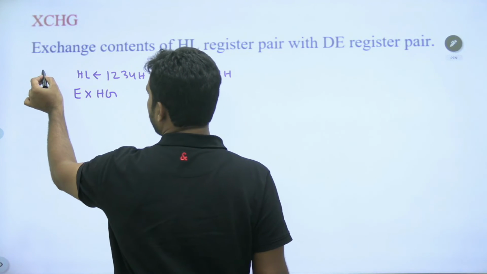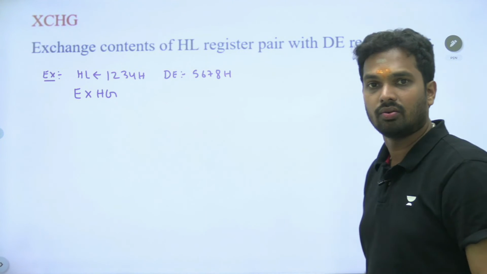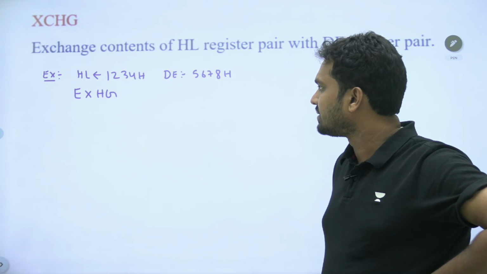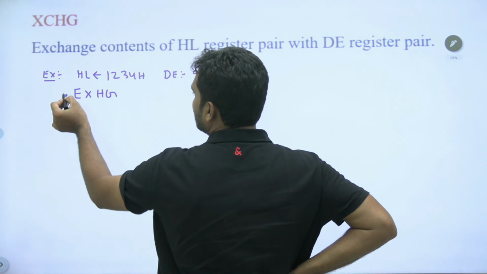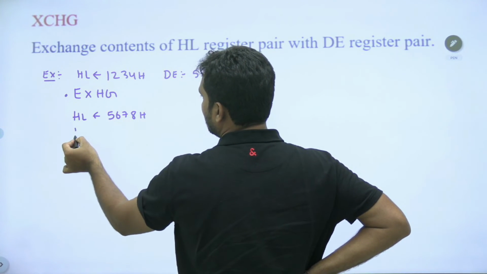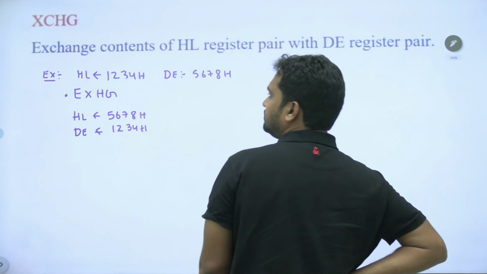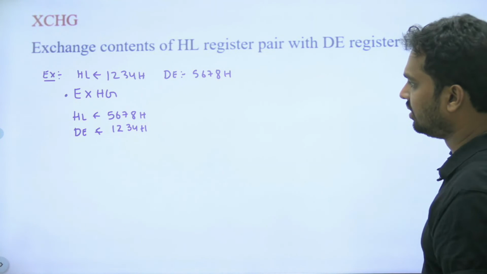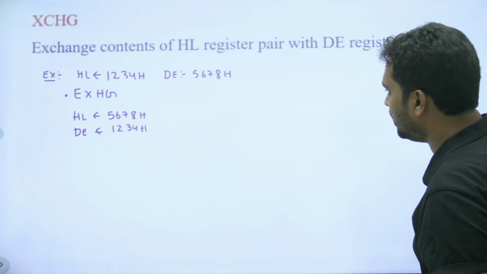Let me give you an example. Suppose HL contains 1234 and DE contains 5678, and you have the XCHG instruction. What happens after this instruction? HL will get 5678 and DE will get 1234. This is only for HL and DE, not for other register pairs like BC; it is not available for other pairs with this instruction. It is a one-byte instruction.